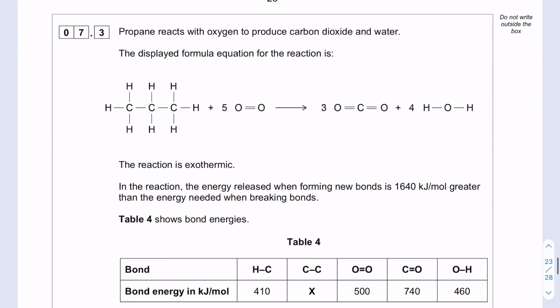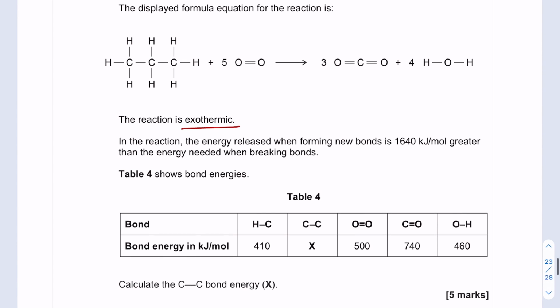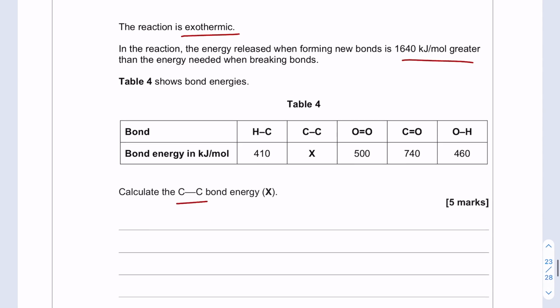Propane reacts with oxygen to produce carbon dioxide and water. The displayed formula equation for the reaction is this. The reaction is exothermic. In the reaction, the energy released when forming new bonds is 1,640 kilojoules per mole greater than the energy needed when breaking bonds. Calculate the C single bond C bond energy.